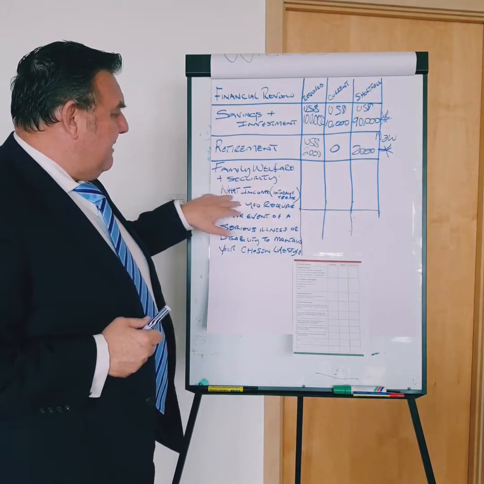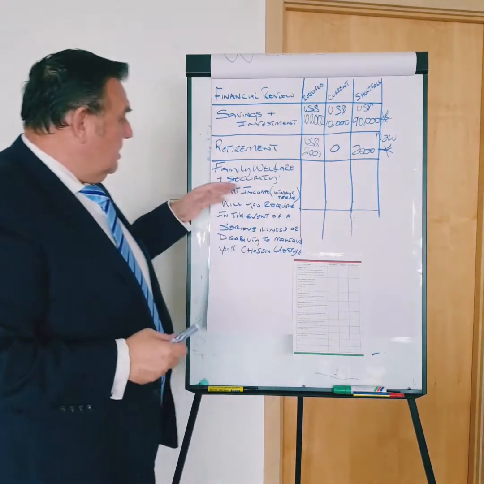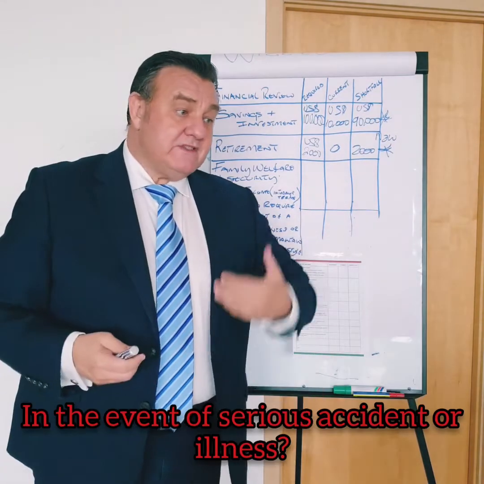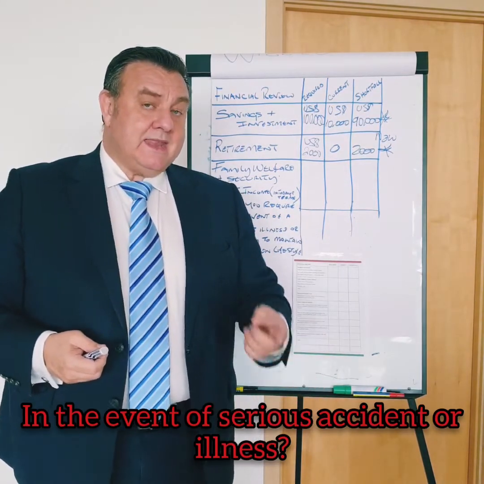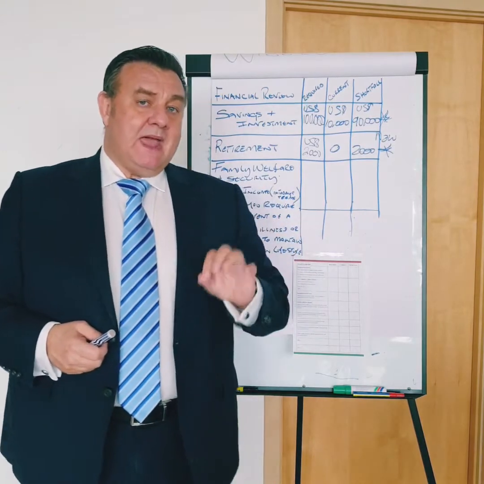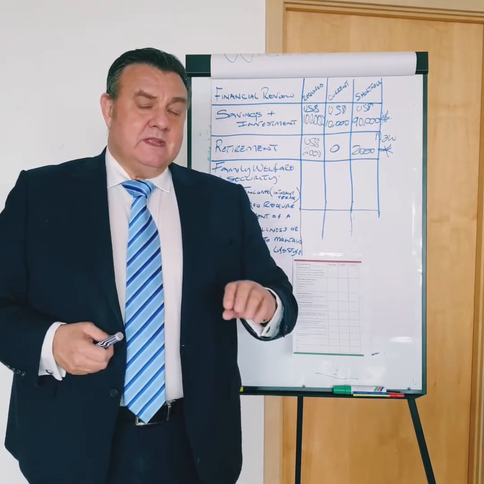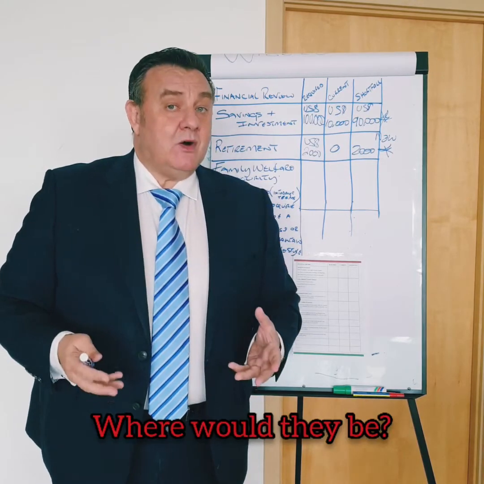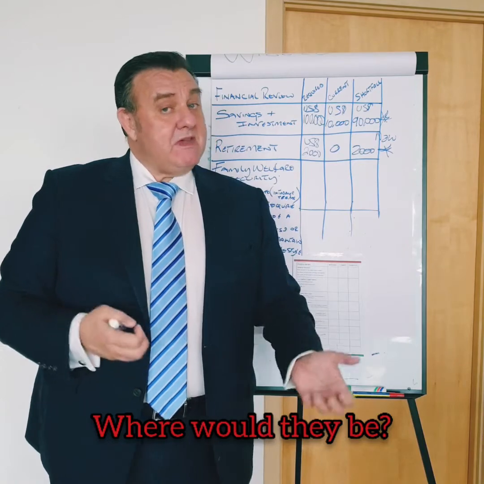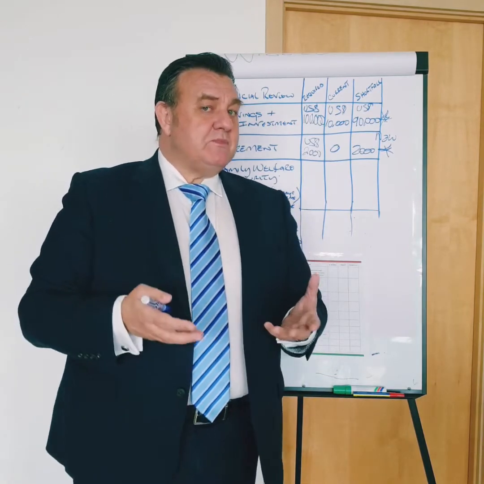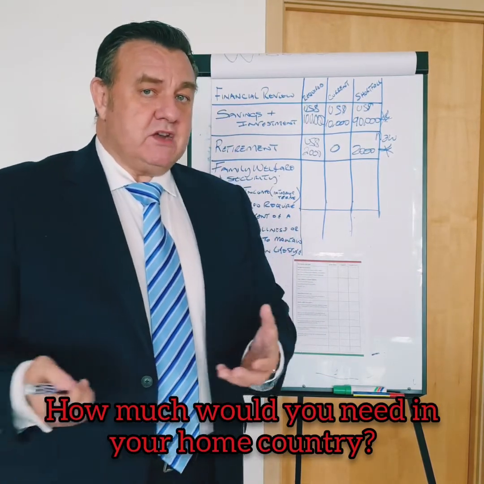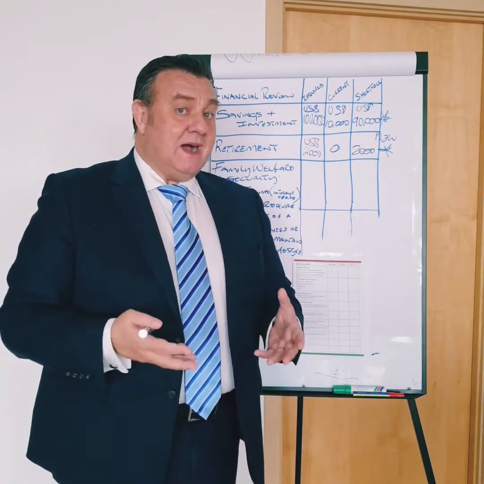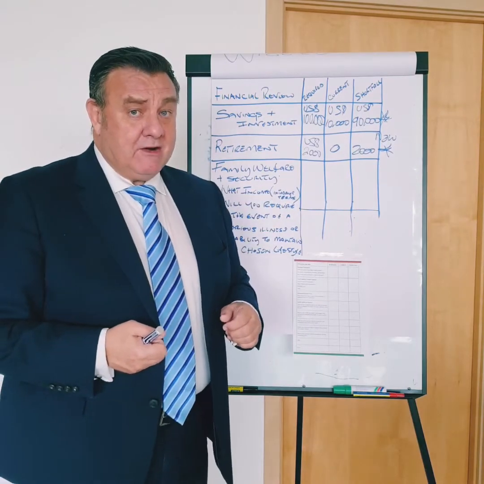Finally, with family well-being, again, you're all talking today's terms. What income would you require to maintain your chosen lifestyle in the event of a serious accident or illness? Okay, now, don't forget on this stage, when talking about family welfare, we're talking about serious accidents or illnesses, the question would really be where would they be as well, because they may not stay in the UAE, maybe they repatriate to their home country. So the question would be, how much would you need in your home country if they're going to repatriate? So it could be different than if they were here. So that's a question we need to ask, and then we put the figure in there accordingly.